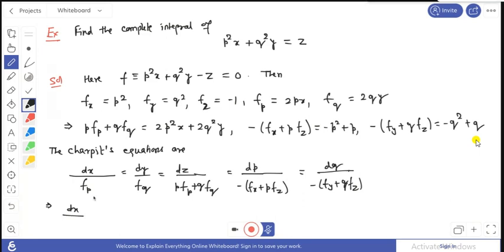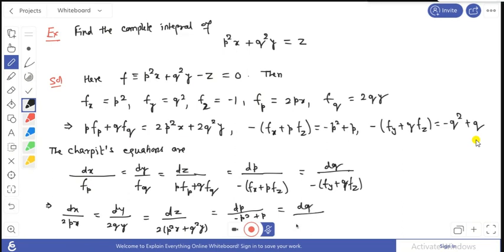So this is from which you can find what is the value of here. So this is dx over what is fp. So fp is 2px, and this equals dy over 2qy, and dz upon 2p square x plus 2q square y, then dp upon minus p square plus p, and dq upon minus q square plus q. Okay, so now you have to use these, and you have to find the value of p and q, and then you can find dz, that is p dx plus q dy.